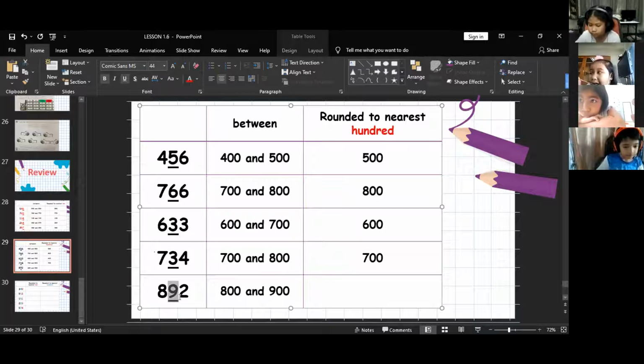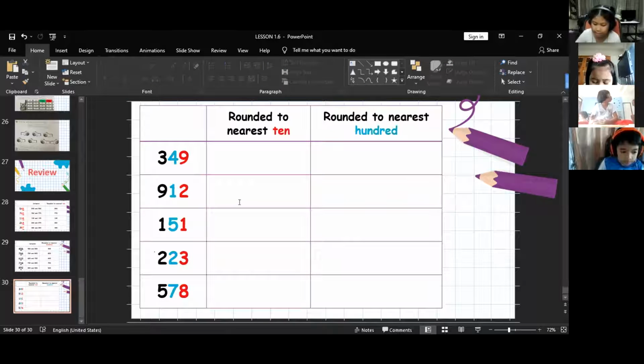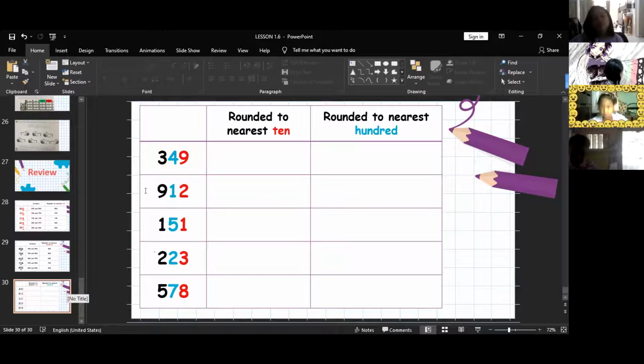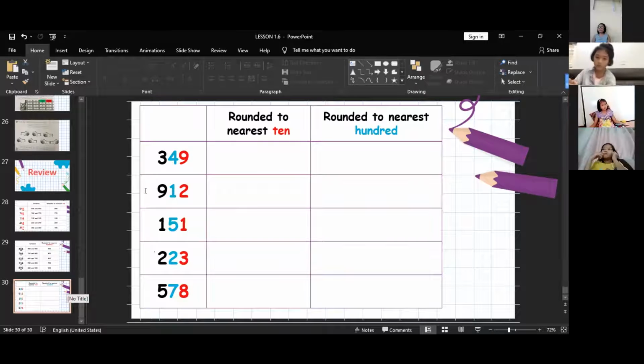Round up or round down? Round up. What is your answer? 800 or 900? 900. 900 because you round up. Okay, very good, Safwan. Thank you. Okay, we have the last one here so that you can practice. How about the others? Come on.